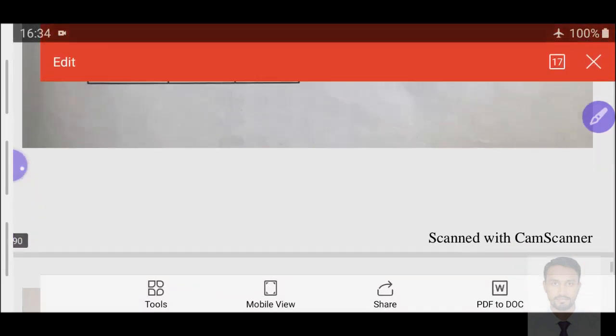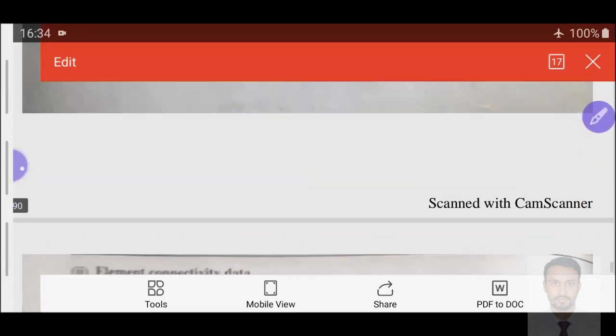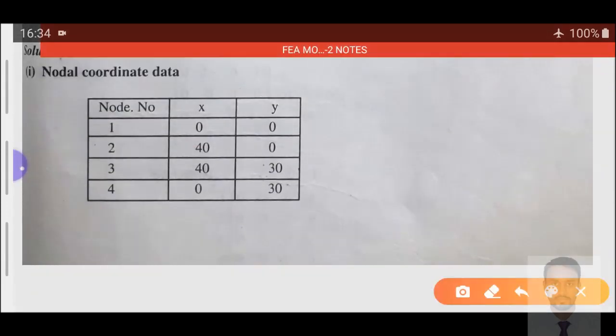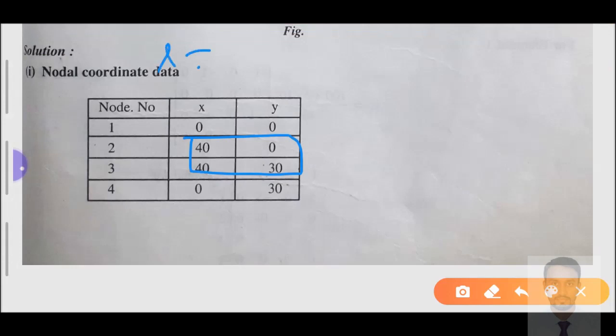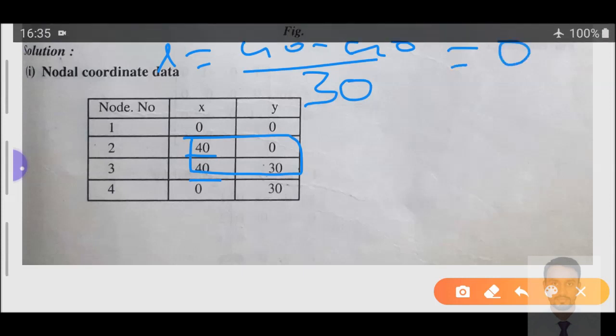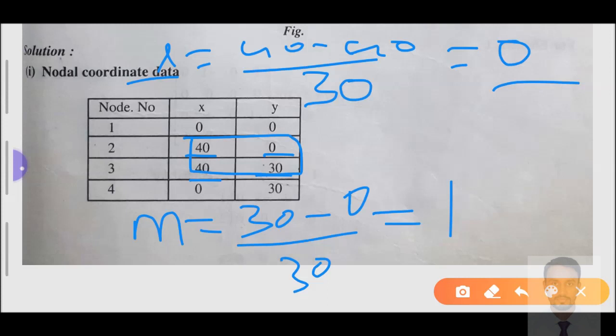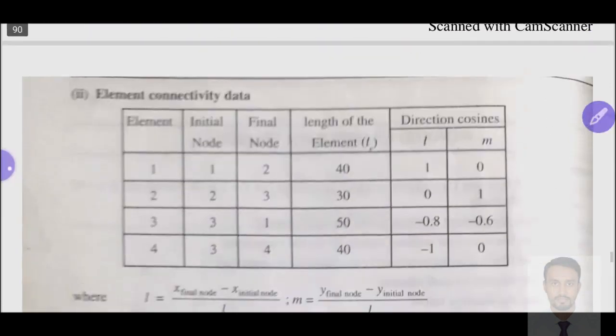Element number 2, similarly, will start from node number 2 and end at node number 3. That means we need to take these values. L is equal to the final value 40 minus the initial value 40, divided by 30, the length of the element, which is equal to 0. And similarly, M is equal to (final value 30 minus initial value 0) divided by LE 30, which is equal to 1. L is equal to 0, M is equal to 1 for element number 2.